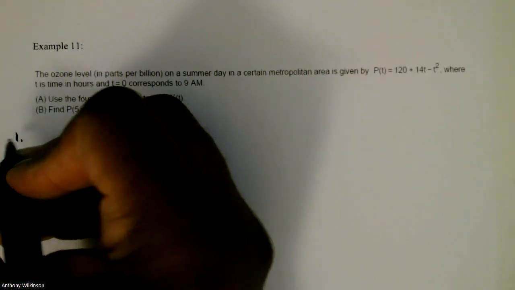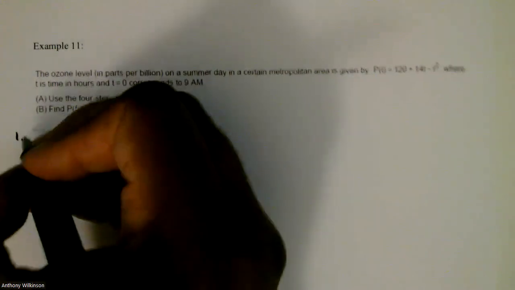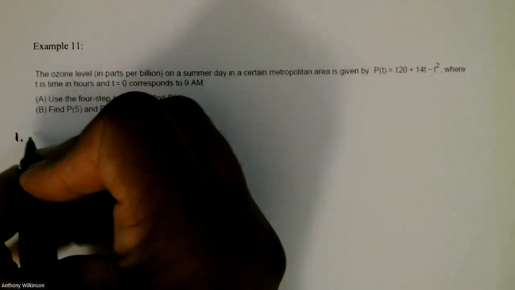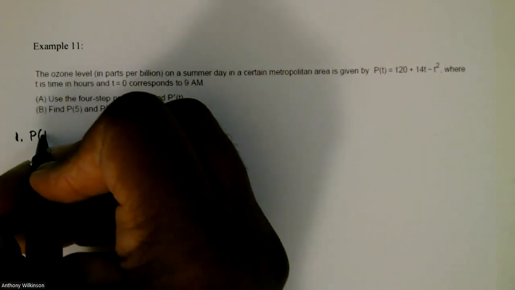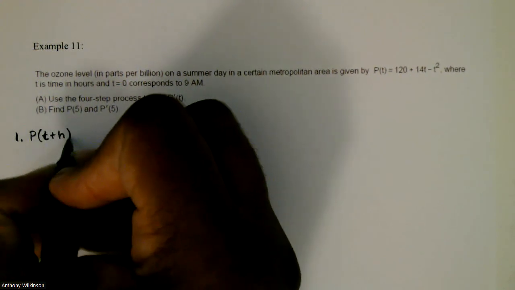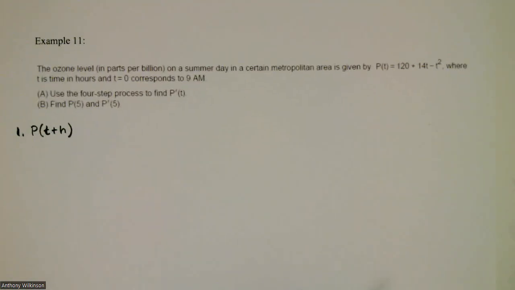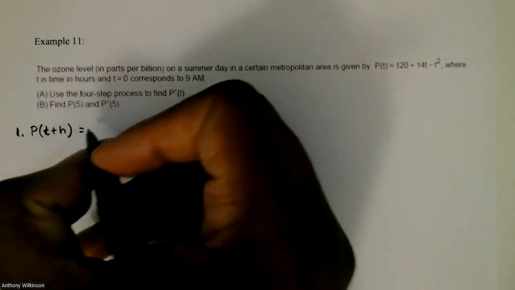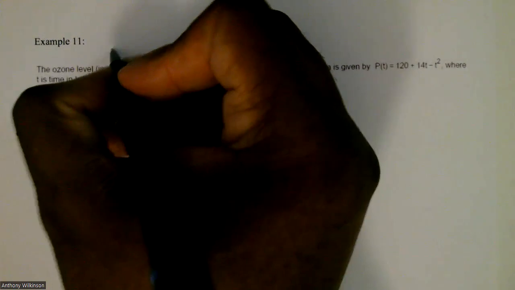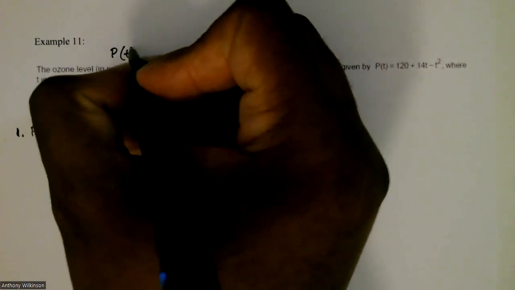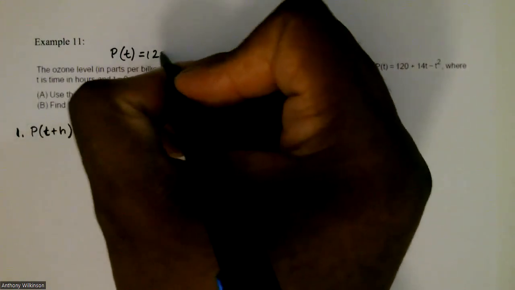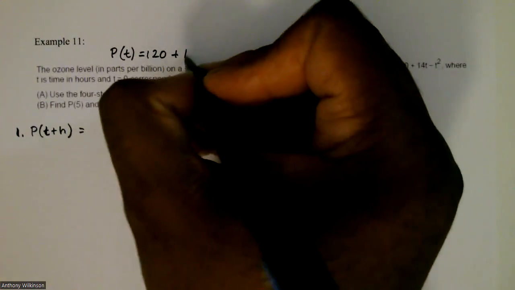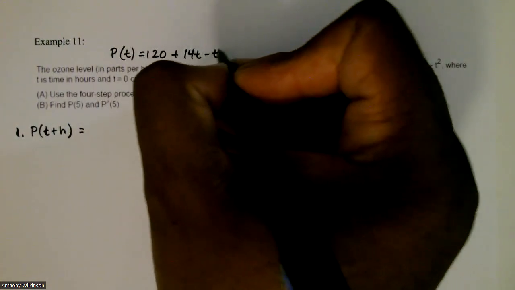So step number 1 is to find P of t plus h. In this case, just substitute in this formula. P of t is equal to 120 plus 14t minus t squared.